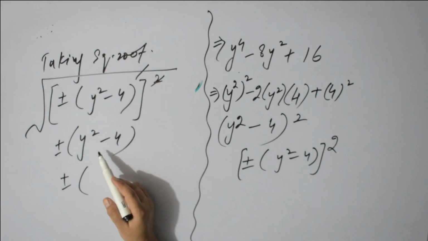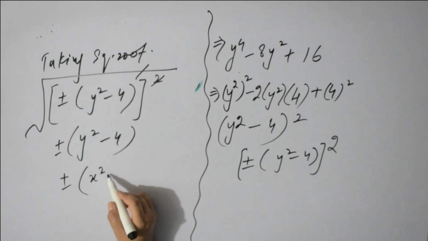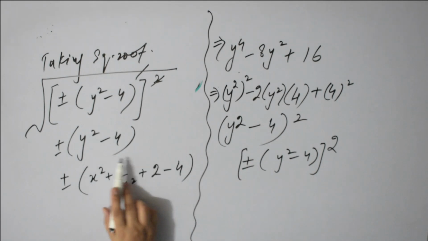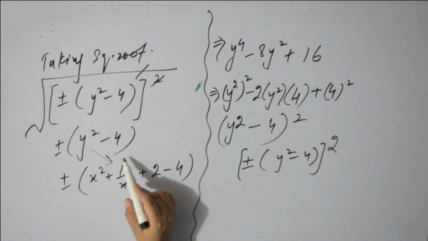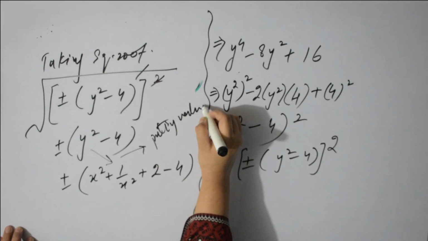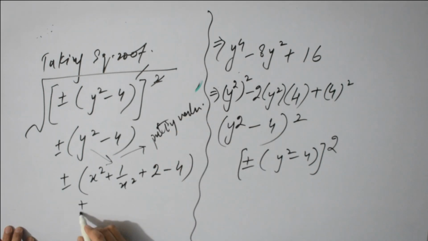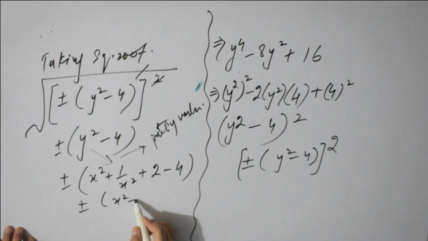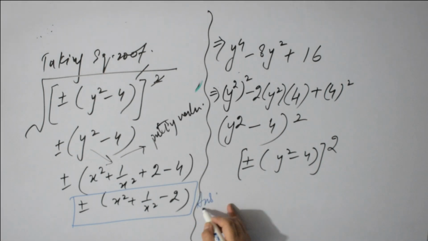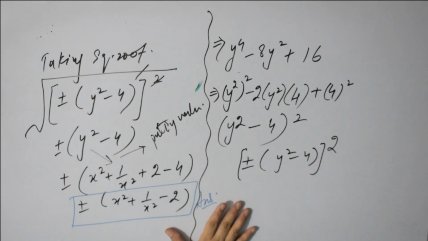So the value of y^2 was x^2 plus 1 by x^2 plus 2 minus 4. This is the value of y^2. I have just put the value here, okay. I am putting the value. So my answer is plus minus x^2 plus 1 by x^2 minus 2. This is the answer of my 7th part, x^2 plus 1 by x^2 minus 2. I hope students these two are clear to you.